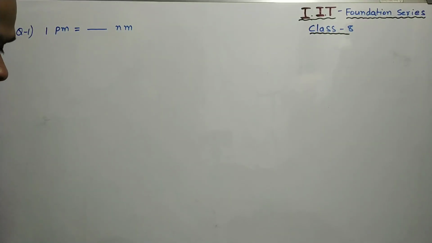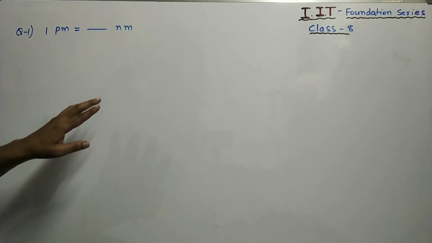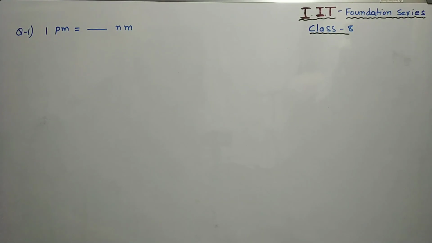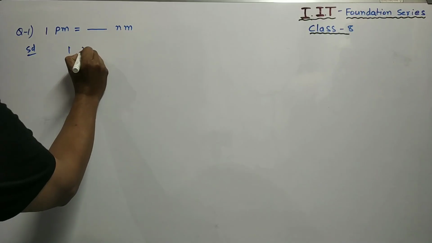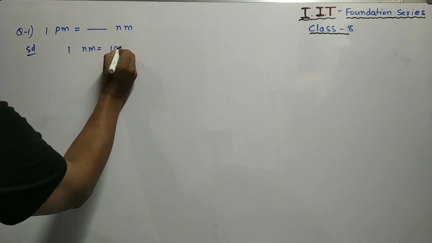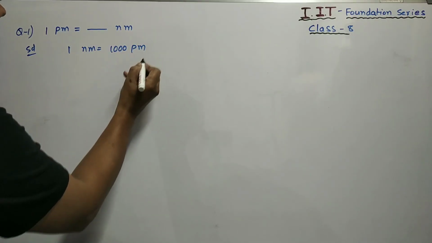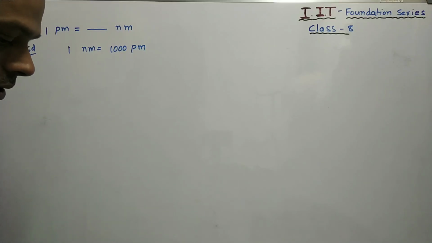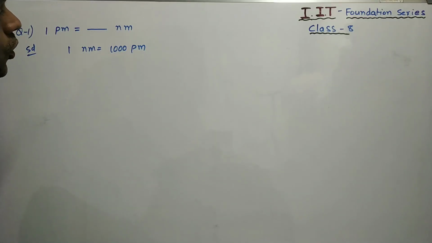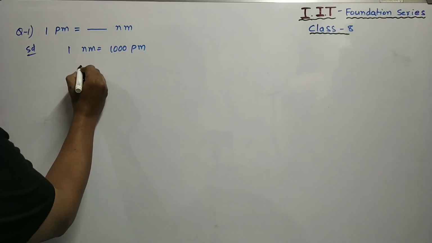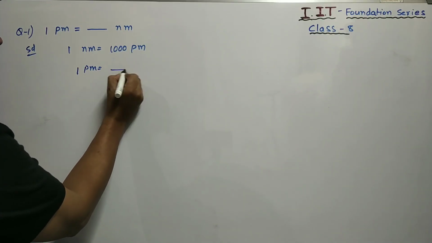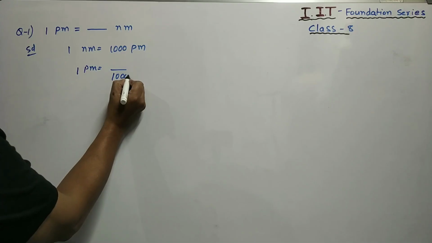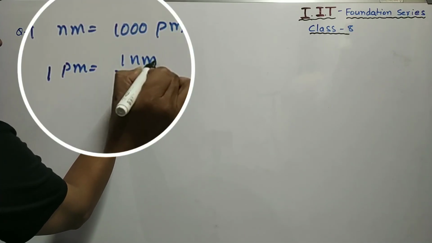What is that? 1 picometer is equal to how many nanometers? This is the question. You have to know 1 nanometer is equal to what? 1000 picometer. This is the relation between nanometer and picometer. But he is asking 1 picometer is equal to how many nanometers? So from this I take 1 picometer is equal to 1000. Doing cross multiplication, you get 1 nanometer by 1000.